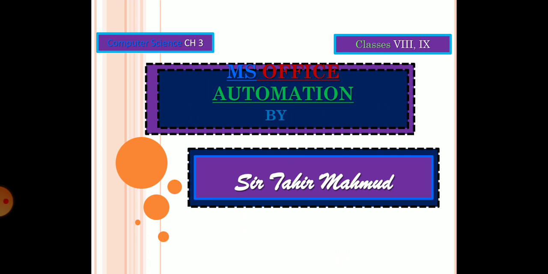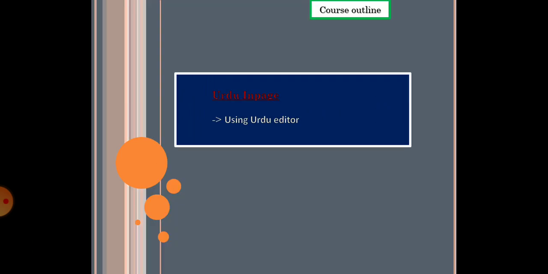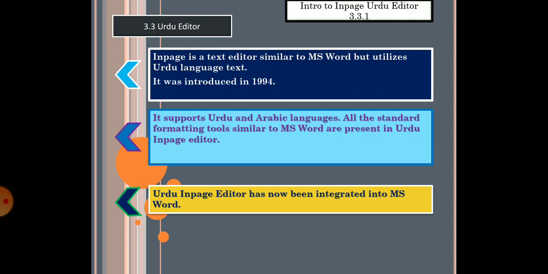So let's now come to the last part of MS Office, which is Urdu in page. Before starting Urdu in page, let's look at some basic definitions. Urdu in page is another text editor just like MS Word, but the main difference is that it allows you to write and edit text in Urdu or Arabic writing. You can also write text in English, but it is mainly designed to type Urdu and Arabic language text. It also supports Farsi text.